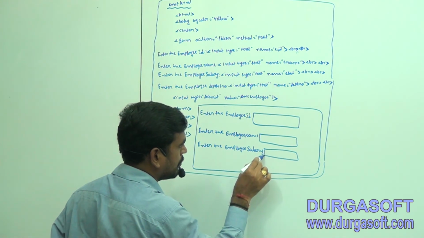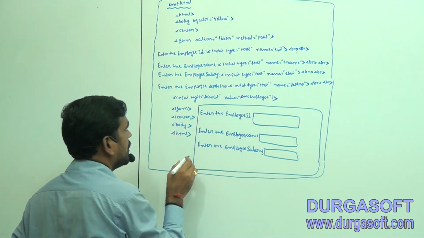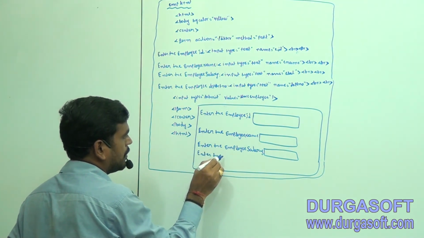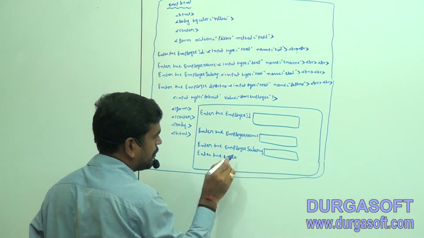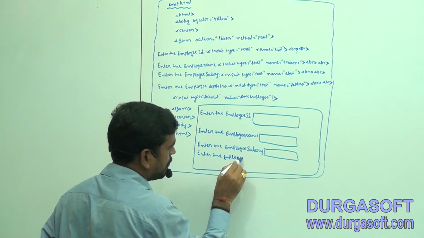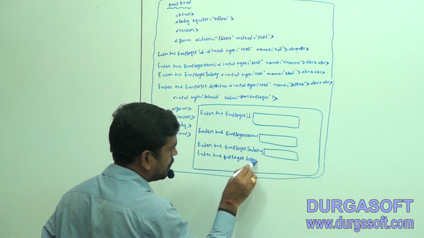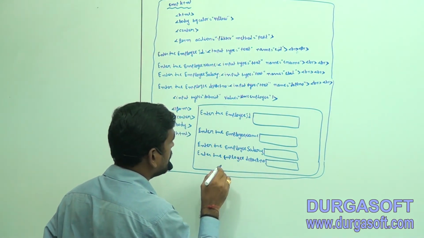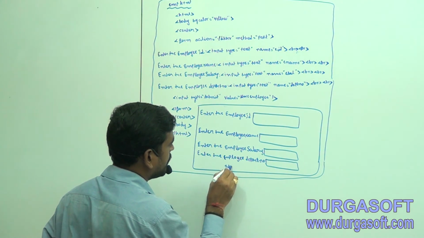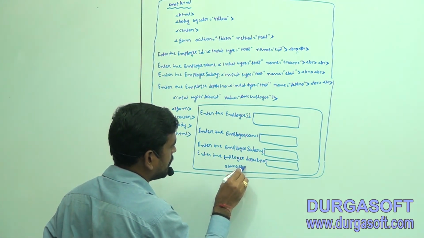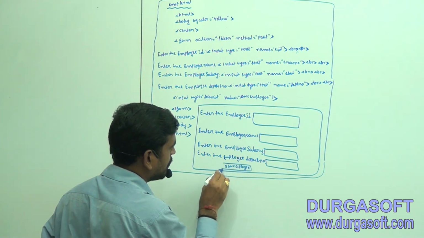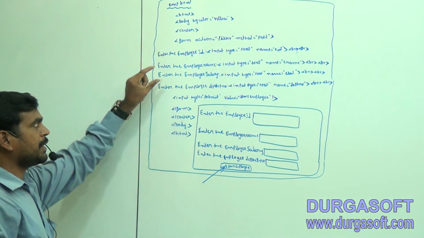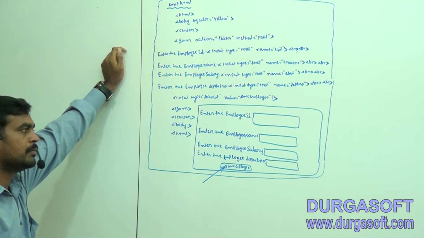Employee salary. The next, enter the employee department number. Then store employee. Like this, one page is going to be displayed whenever we are executing this code, right?